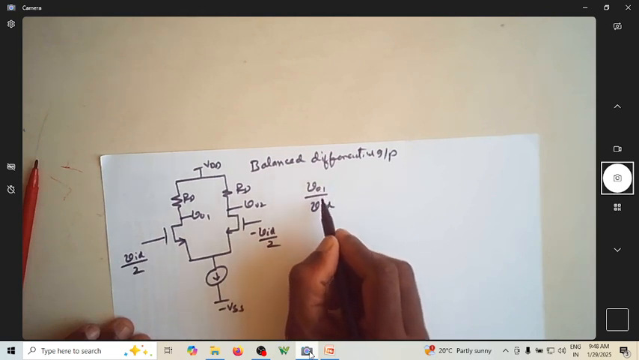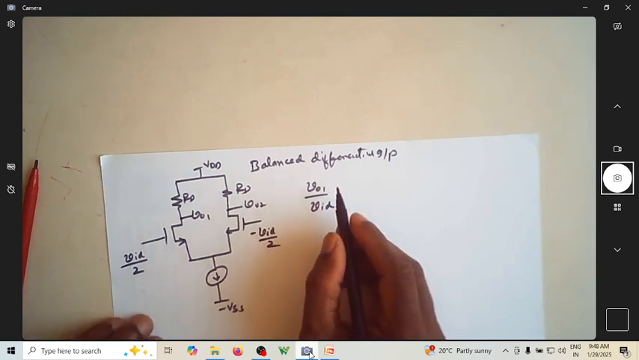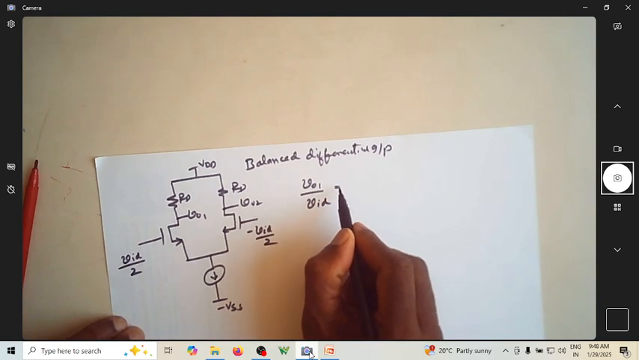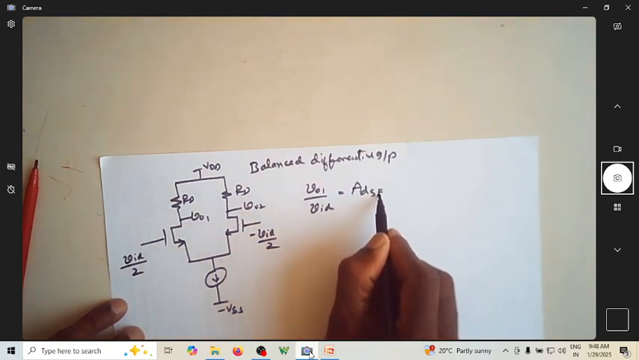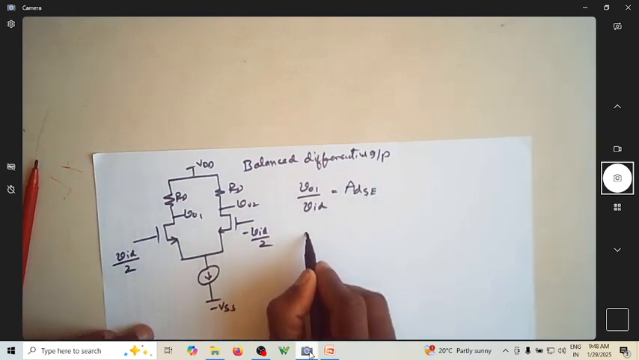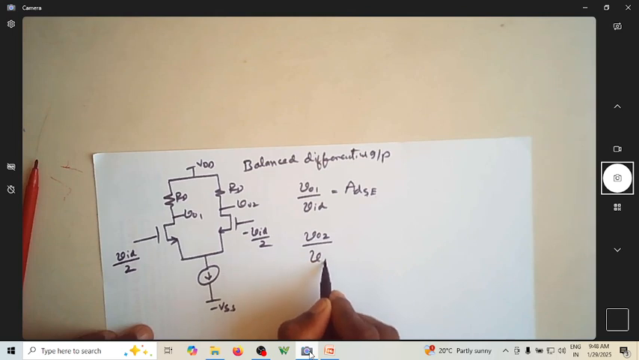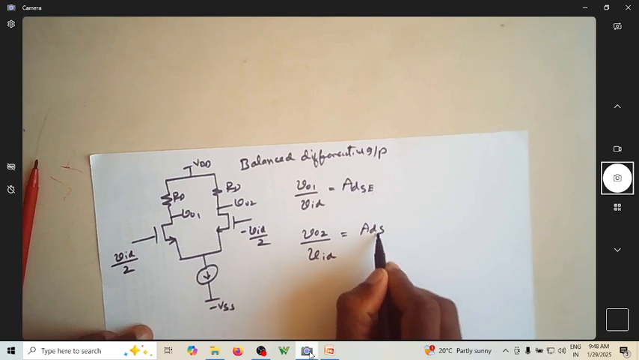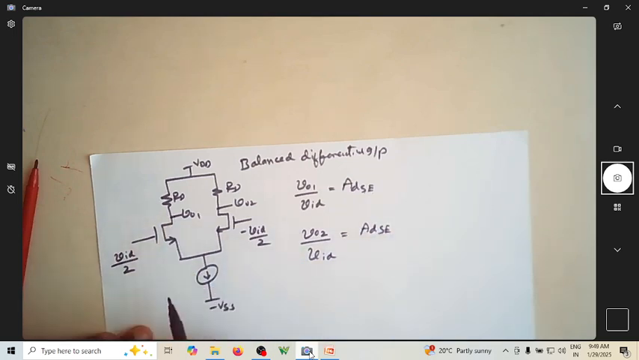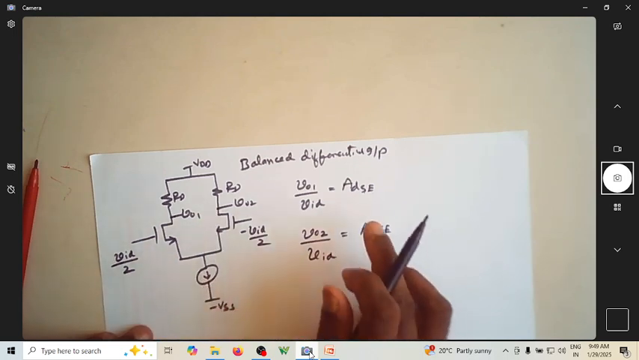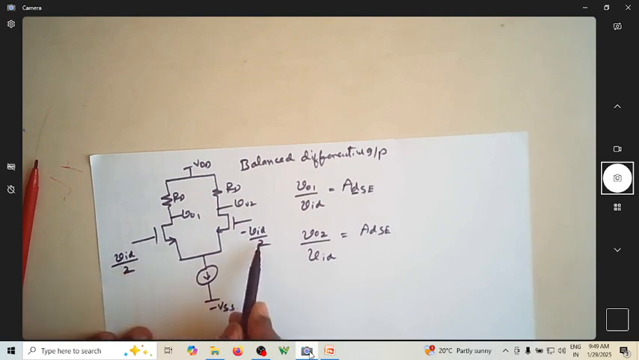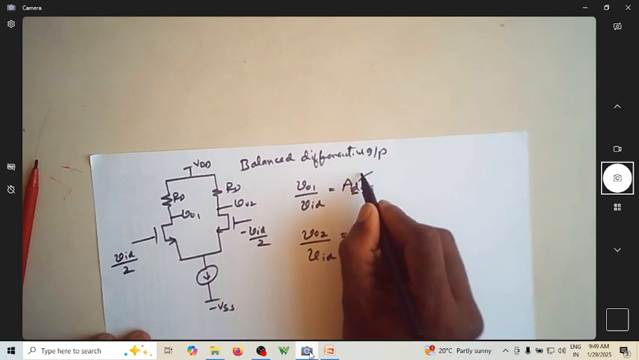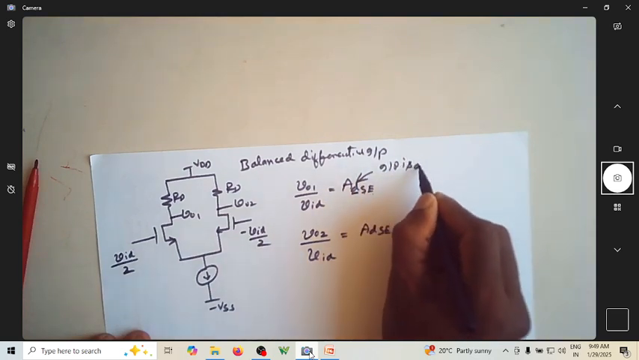If the input is like this, let us try to find out what V01 by VID is. I want to find the gain which is measured single-endedly. I'll call it ADSE, a differential gain with single-ended measurement. I will also have V02 divided by VID, which is also ADSE. The output is measured here with respect to ground, and here with respect to ground. That's what is differential single-ended output. The output is single-ended, and the first suffix indicates that the input is differential.